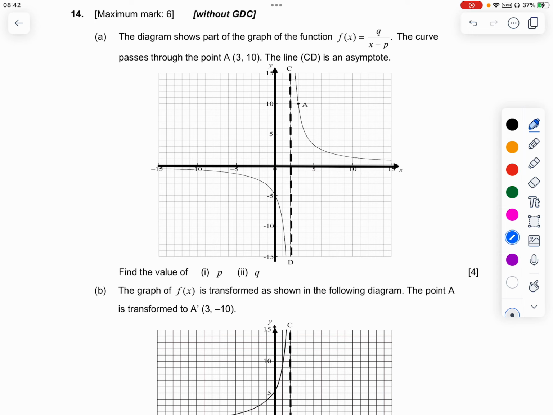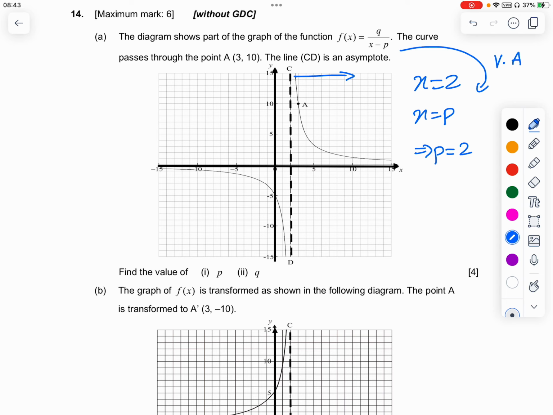So you can see that this is the vertical asymptote. From the graph it is x equals 2. From the equation it is x equals p. So it implies p equals 2.